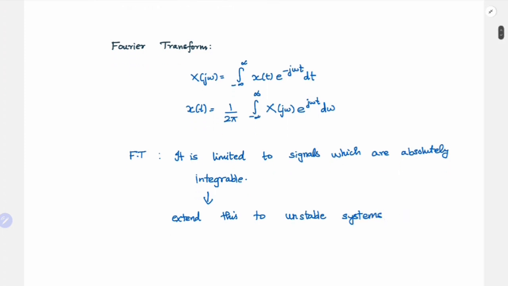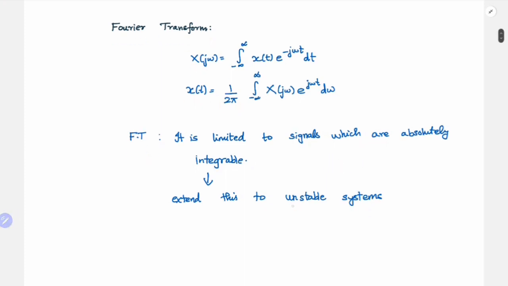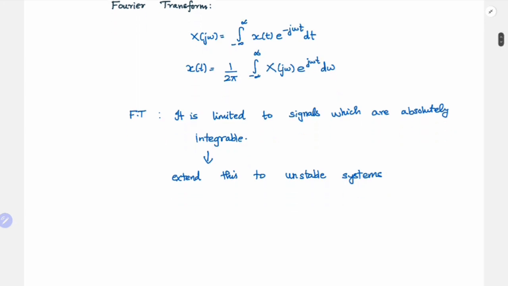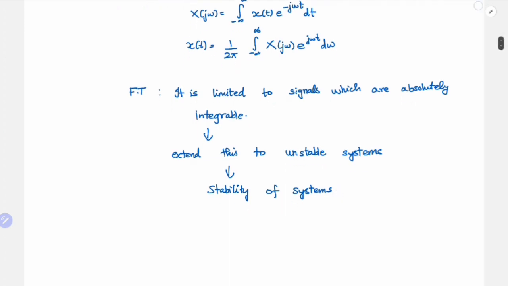So why system? Because if h of t is the signal, like it is the impulse response which is representing the system itself, it will be useful to examine unstable systems also. So for that also we require Laplace transform. Mainly it is to check the stability of systems. In the Fourier transform we don't speak about the stability of systems, but in Laplace transform we'll see how one can determine the stability of the system.